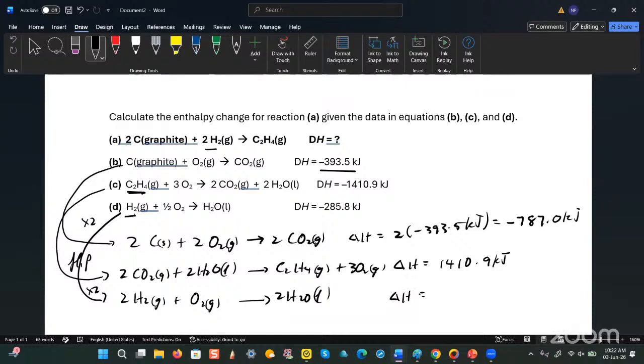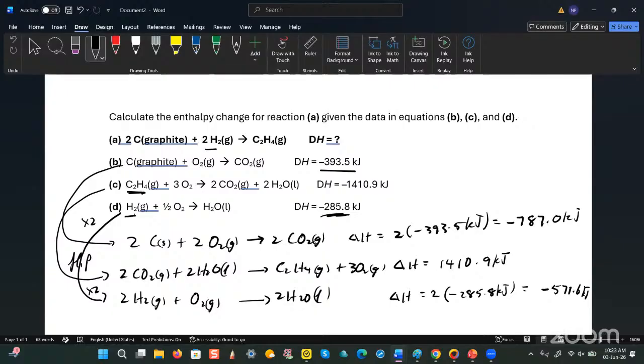What happens to the delta H value? If we multiply this equation by 2, what happens to this? It's also multiplied by 2. We're going to multiply by 2 as well. So 2 times minus 285.8 kilojoules. Let's see what that gives. 285.8 times 2. And that gives you, according to my calculation, please check to make sure I'm doing the right thing, because I am, of course, only human and I can make errors, all right? So please check up on what I'm doing and please feel free to correct me. But this is what I got here, right?